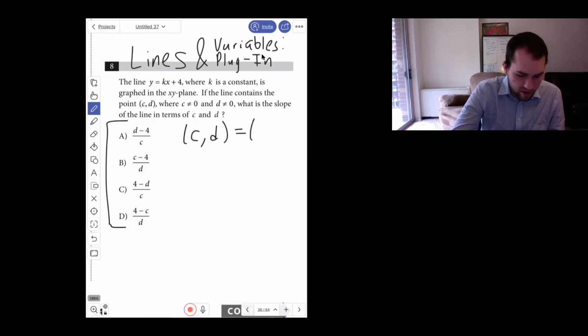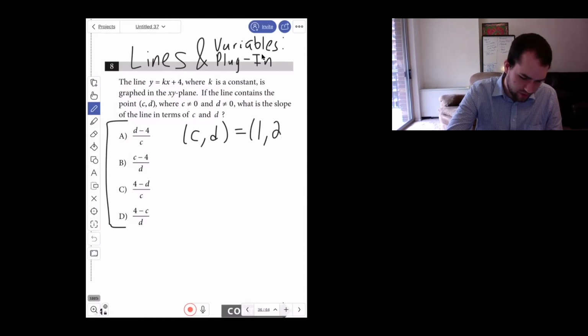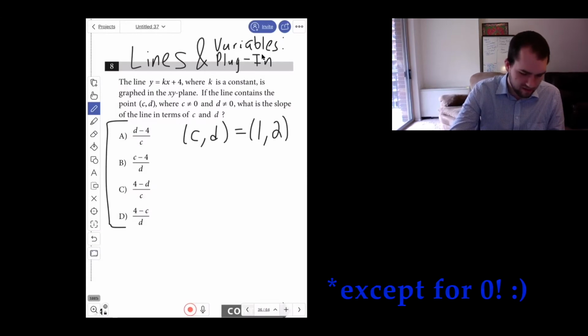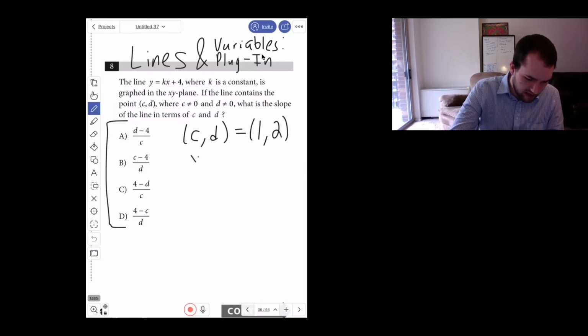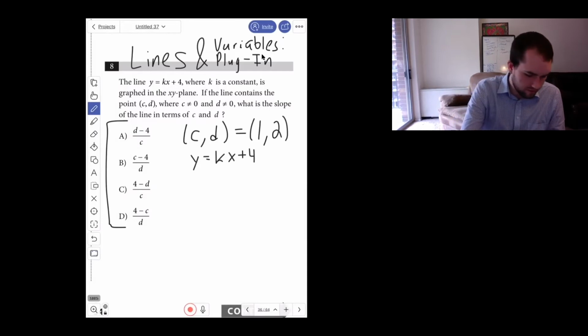I don't want to overthink too much with plug in, so I can just pick any random point. I'll pick 1, 2. I literally just thought of that off the top of my head. Any two numbers should work here. So now what we're saying is, we have a line y equals kx plus 4, where k is a constant, and the line contains the point 1, 2, c comma d. We're looking for the slope of this line.